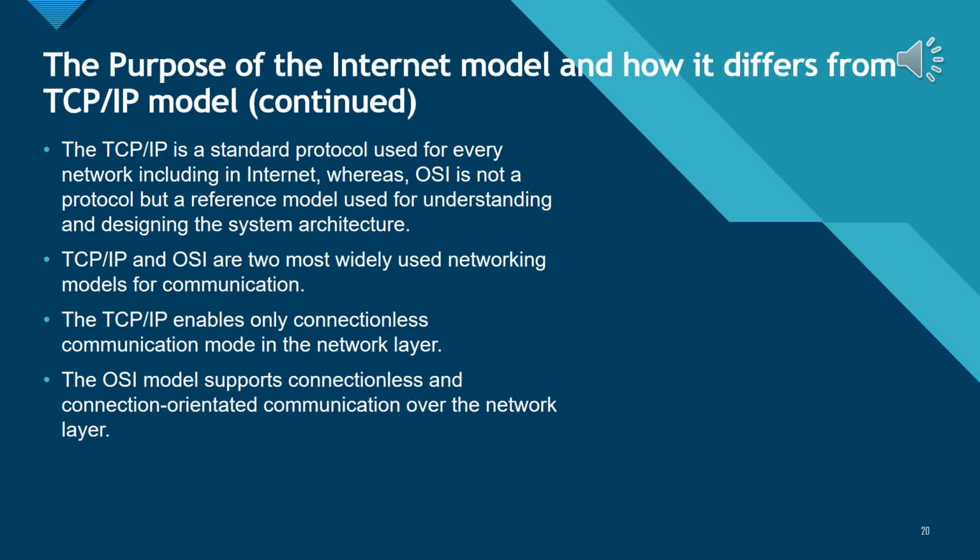TCP/IP is a standard protocol used for every networking, including the Internet, whereas OSI is not a protocol but a reference model used for understanding and designing system architecture. TCP/IP and OSI are the two most widely used networking models for communication. TCP/IP enables only connectionless communication mode in the network layer. The OSI model supports connectionless and connection-oriented communication over the network layer.